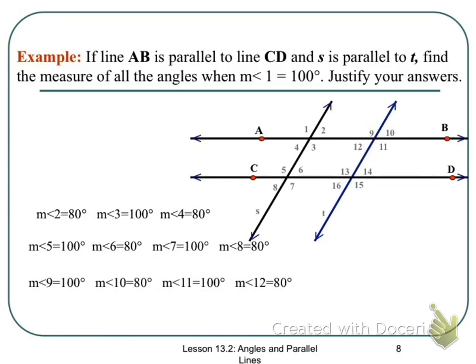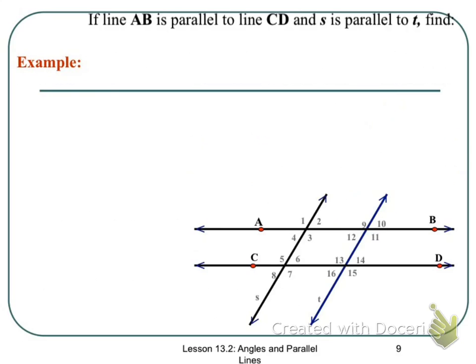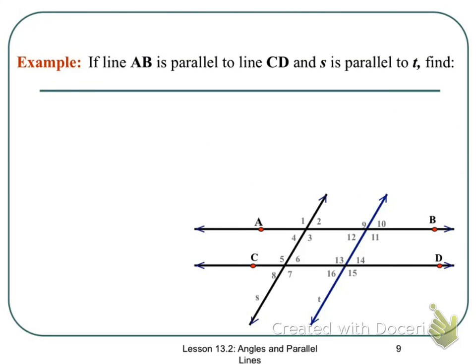The measure of angle 9 corresponds to 1 as well, so it's 100 degrees. 10 would be 80, 11 is vertical to 9, and 12 is vertical to 10. And finally, 13, which is corresponding to 9, would be 100, and then 14 would be 80, 15, 100, and 16, 80.